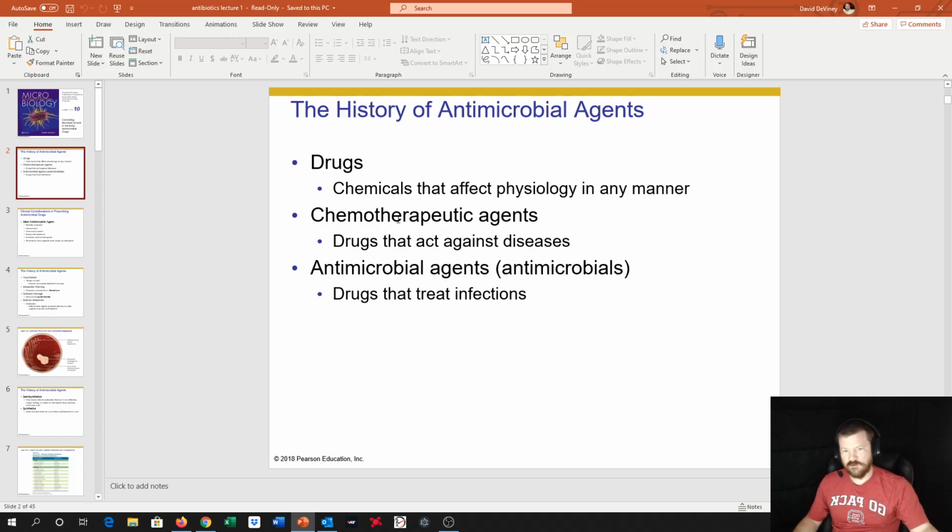Chemotherapeutics, seeing chemo usually makes people think of cancer or chemotherapy. Any drug that acts against a disease is considered a chemotherapeutic, right? It is a chemical that offers a therapy. So even though we use that term chemo now for something different, it's still technically a larger term that means more things, right? And then antimicrobial agents, antimicrobials are not antibiotics necessarily. Antimicrobials control a lot of microbes. Antibiotics control specifically bacteria, right? So antimicrobials is again a larger class.